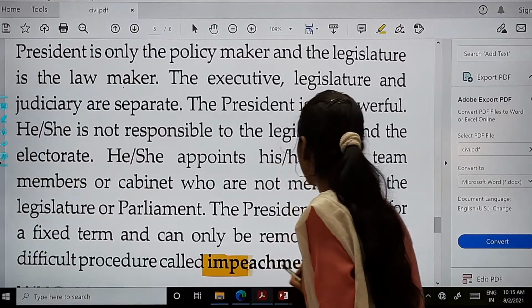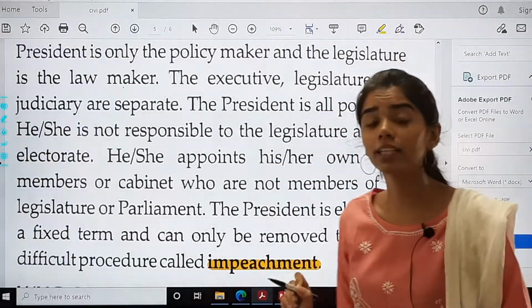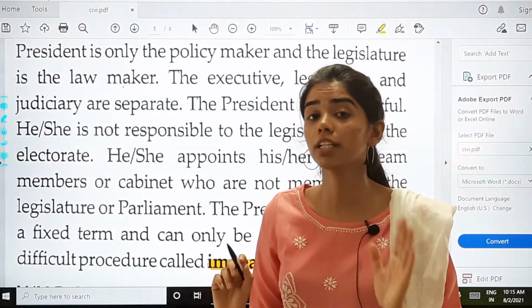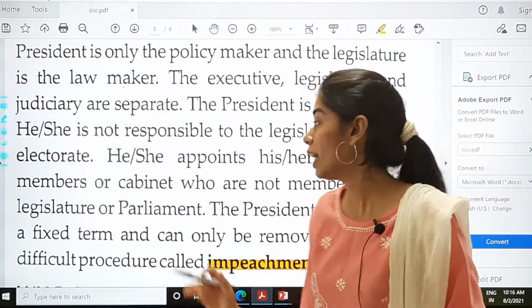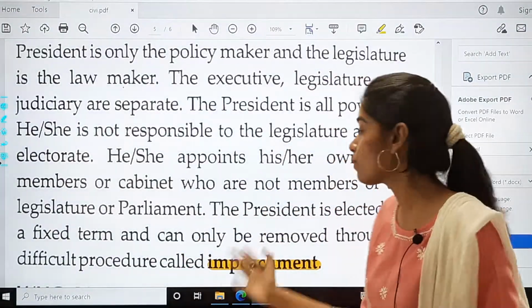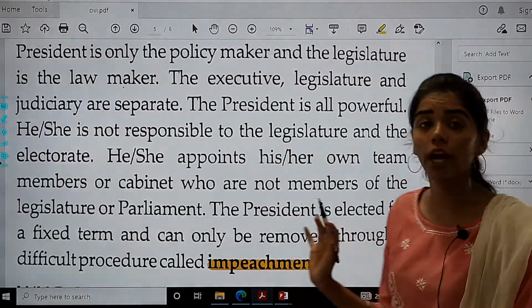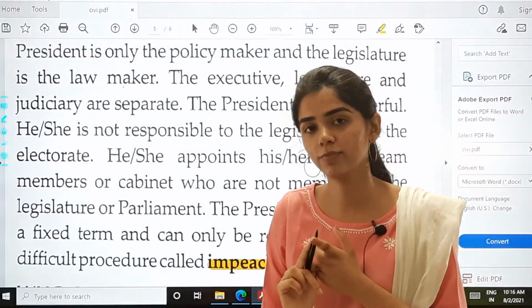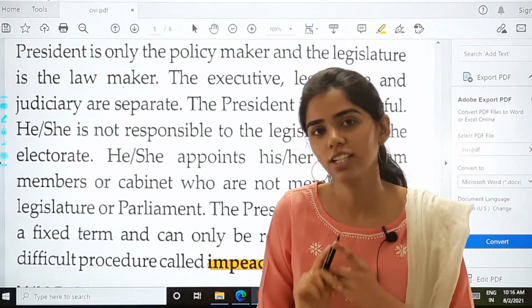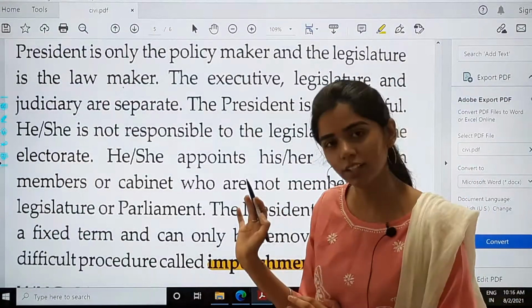The president is elected for a fixed term and can only be removed through a difficult procedure called impeachment. Now see in this one, what it is? That if you want to remove the president and if you are not happy with their work, it is a difficult procedure and that procedure is known as impeachment. Is it clear, students? So I think we will just keep it till here.